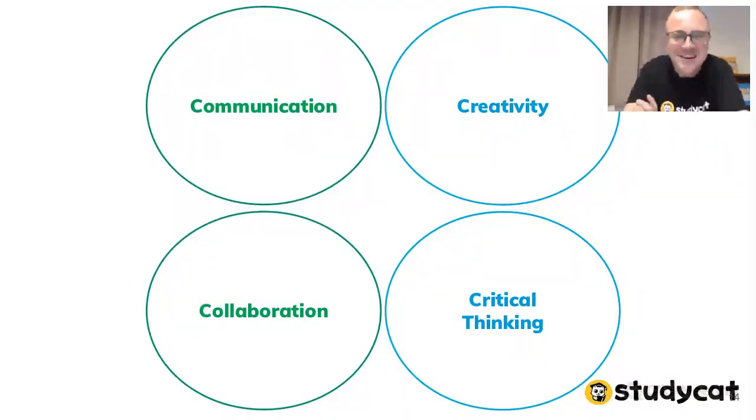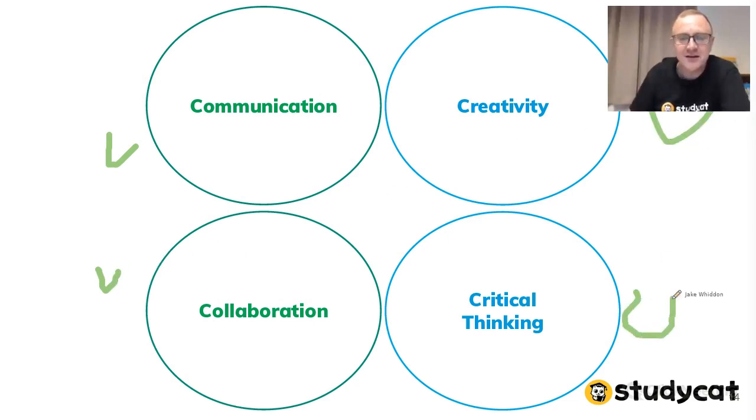Oh, very quick question. I have the two green ones here, communication and collaboration. And the two blue ones are creativity and critical thinking. What do you think is the difference between the green ones and the blue ones?